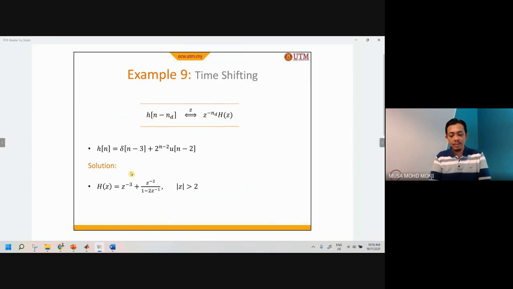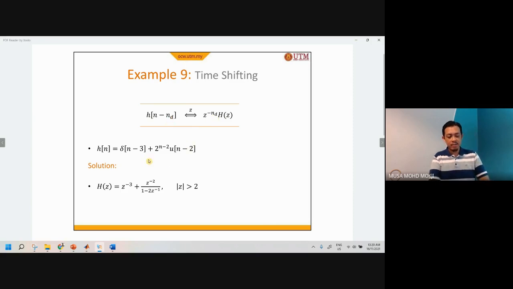So okay, this is the second property that we're going to look at. We call it time shifting. Okay, so why is it time shifting? Because if you have an impulse response which is delayed by some samples, some delay in sample time, then in the z domain, if this is h[n], you get H(z). If you have a delay, you need to multiply by z to the power of minus that delay. So your H(z) should be multiplied with z to the power of minus that delay.